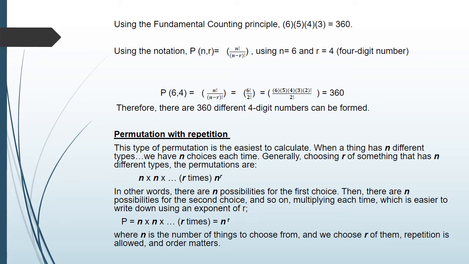In other words, there are n possibilities for the first choice, then n possibilities for the second choice, and so on. Multiplying each time is easier to write down using an exponent of r, where P is equal to n times, r times, which is equal to n to the power of r, where n is the number of things to choose from, and we choose r of them. Repetition is allowed and order matters.